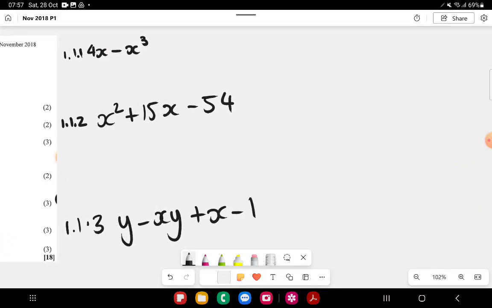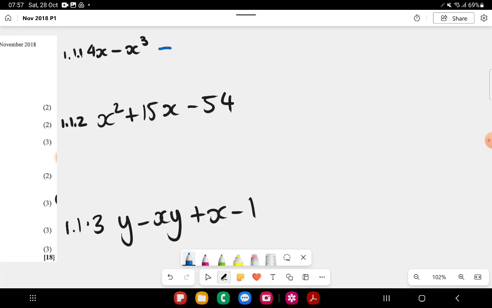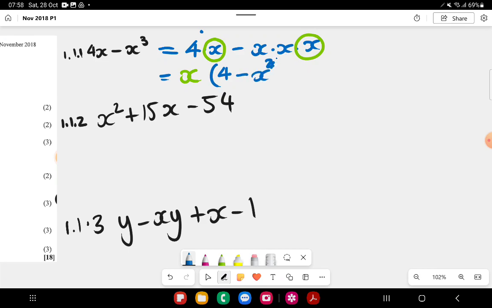So we're going to factorize 4x minus x cubed. Now, if I write this out in factors, this is 4 times x minus x times x times x. Obviously, at your level, you don't do this, but I just want to show you that I'm taking out a common factor, which is x. So if I take x out, then what I'm left with is 4 minus x squared. And that is the answer to that question.